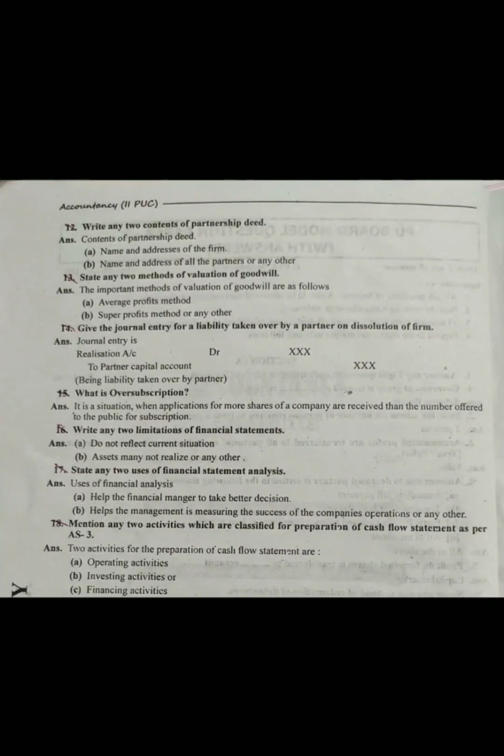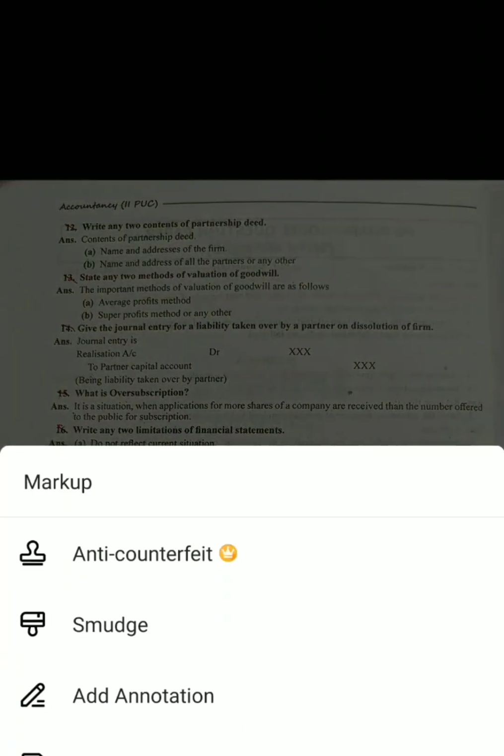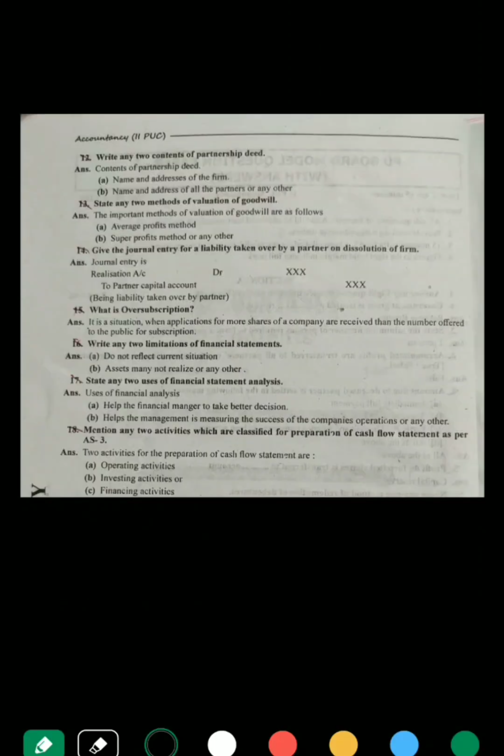Then write any 2 contents of partnership deed. We know the meaning of partnership deed. The contents are like the name and address of the firm, the name and address of the partners, or any other. Then the 13th question: state any 2 methods of valuation of goodwill. Average method, super profit method.